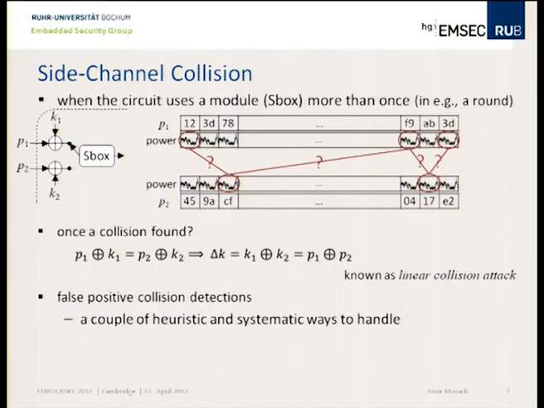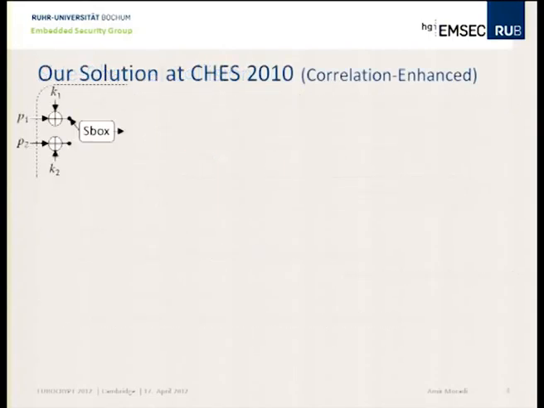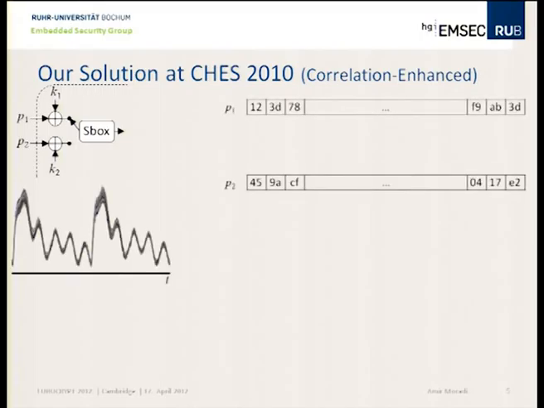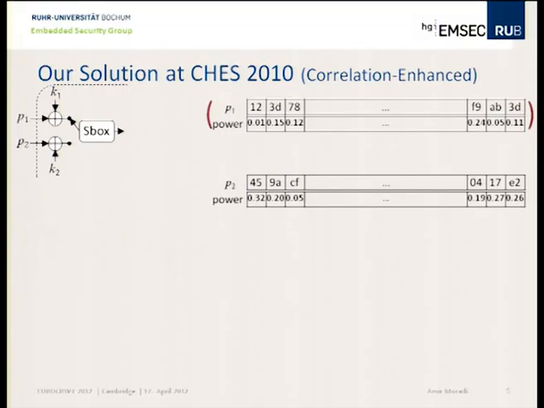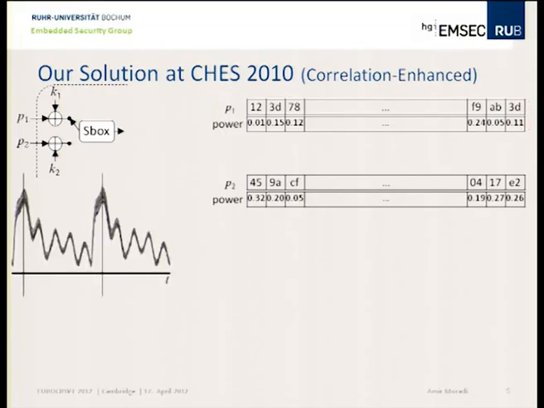To solve this problem, a couple of heuristic methods and systematic ways have been introduced and proposed during, let's say, the last 5 years. But roughly 2 years ago at CHES 2010, we came up with another idea, which we call the correlation-enhanced collision attack. The scenario is the same as before: we have many different plaintext bytes, for P1 and P2, and we measure the power consumption. First, a Spark is computed at one time instance, and the second Spark is performed at another time instance. We look at the time instance when the first Spark is performed, and we make one vector of power values corresponding to the plaintext bytes. And we do the same for P2 at another time instance.